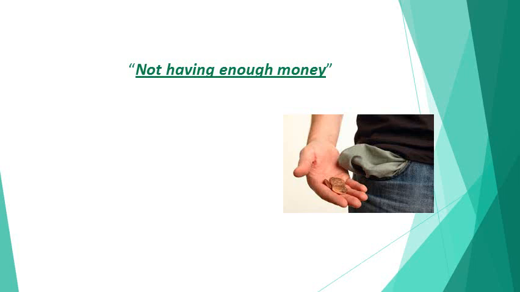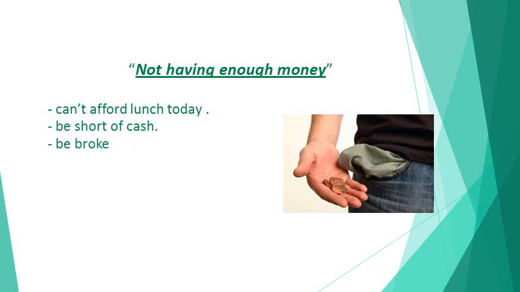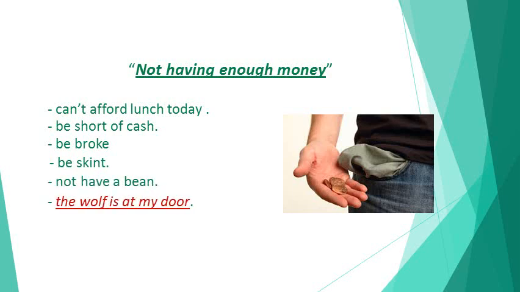Not having enough money. We have some other ways to say that you don't have enough money. You can say, I can't afford lunch today. I'm short of cash. I'm broke. I'm skint. I don't have a bean. The wolf is at my door. I'm poor as a church mouse. But remember, these are ways used by British people. In other words, this is informal British English. Select what you find easy, and remember that you also can say, I don't have enough money.